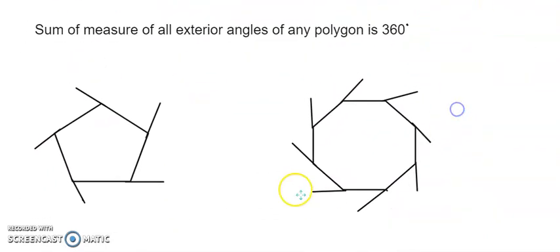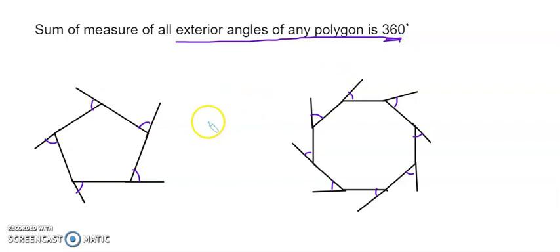Next, the sum of measure of all the exterior angles of any polygon is going to be 360. Means this shape has 1, 2, 3, 4, 5. So if I add up all the 5 exterior angles, it's going to be 360. Similarly, this one has 1, 2, 3, 4, 5, 6, 7, 8. So if I add all the 8 angles of this polygon, it will equal 360. So the sum of all the exterior angles of any polygon is 360. So exterior angles of a decagon, if I add, it's 360. Exterior angles of a pentagon, if I'm adding all the exterior angles, it's going to be 360.